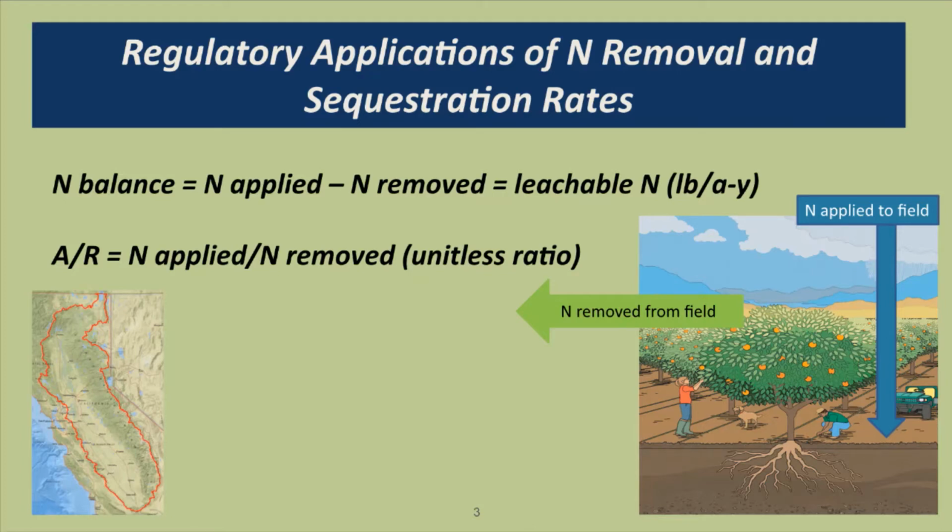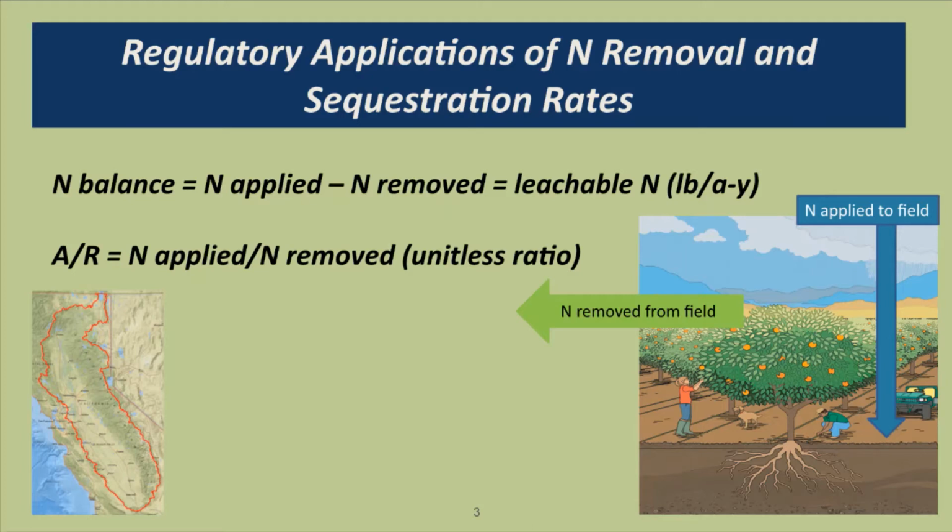So the N balance then is the difference between the applied N and the removed N. And that N balance then, many things can happen to it. And one of those things is that it can leach to groundwater, which is why its N removal is of interest in a water quality program. It doesn't mean it does leach to groundwater, but it can. So it's sort of a metric that's related to risk.